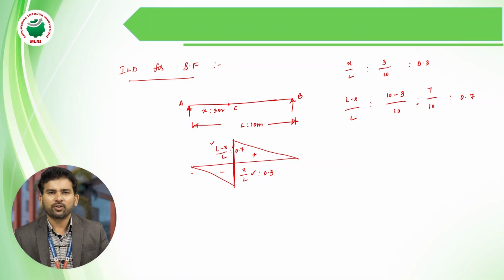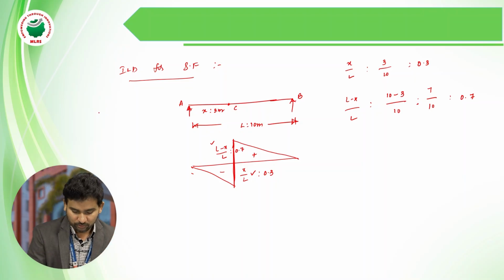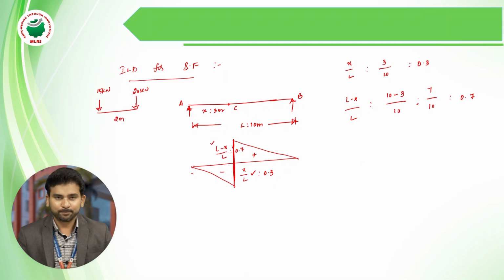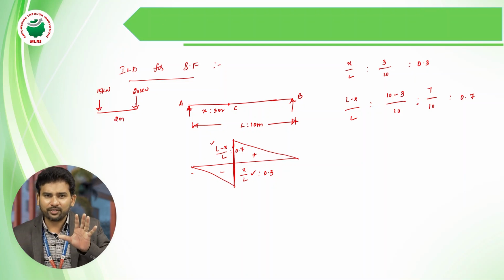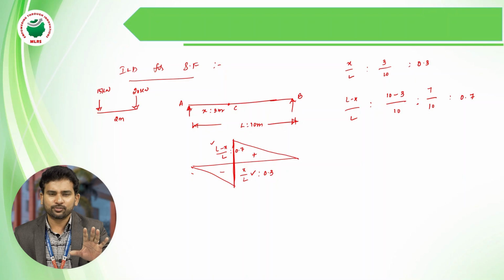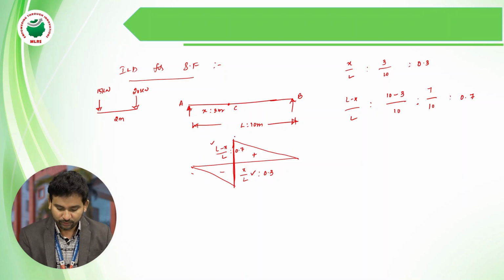Now our aim is to find the maximum positive shear force. So where will we keep our loads? Again I am drawing the loads, 20 kilonewton and 15 kilonewtons, 2 meters apart. To find the maximum positive shear force, we have to keep our 20 kilonewton load at point C.